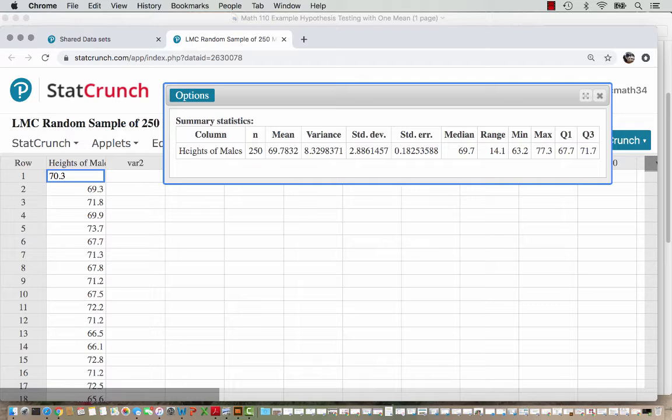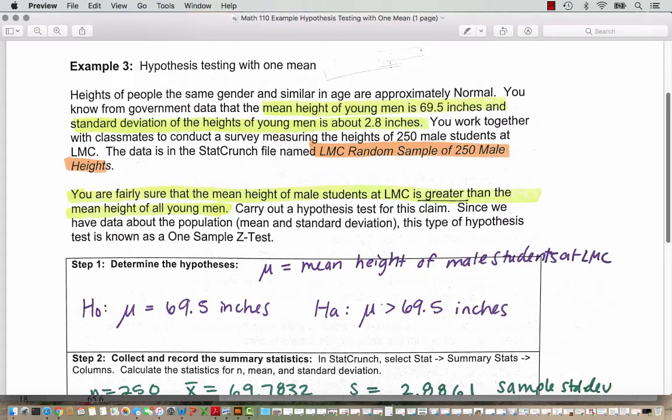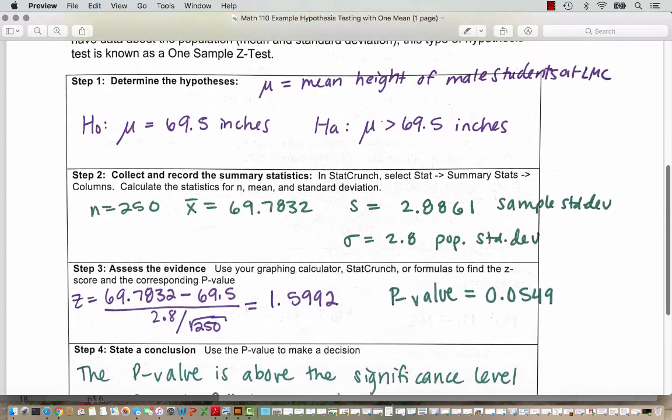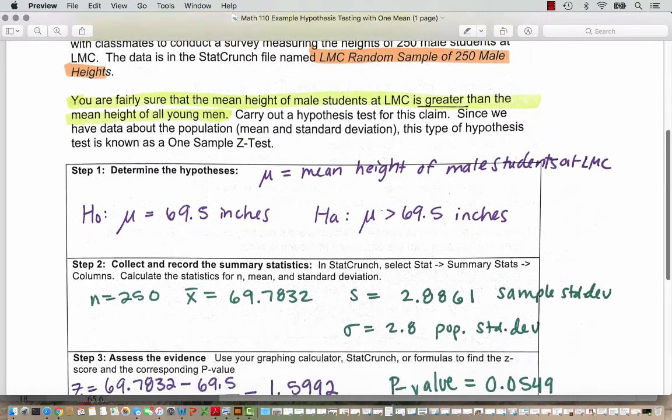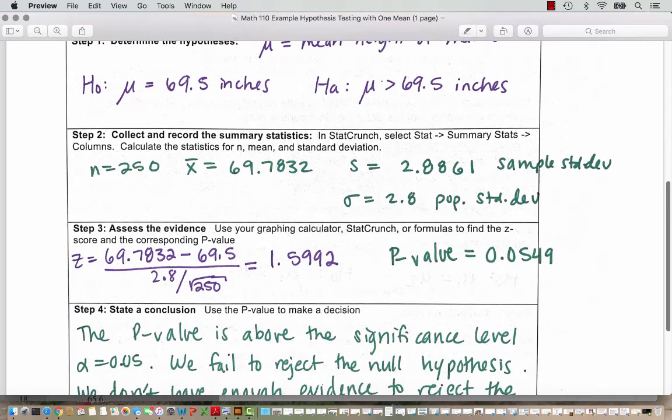And then I'm interested in the sample standard deviation. That's the 2.8861. And the standard error is given along with the median and the range and the min, max, and the quartiles. So over here, I've recorded the sample size n, the sample mean, the 69.7832 inches. The sample standard deviation, and the population standard deviation was the 2.8 that was given to us up here. So they're both pretty close.